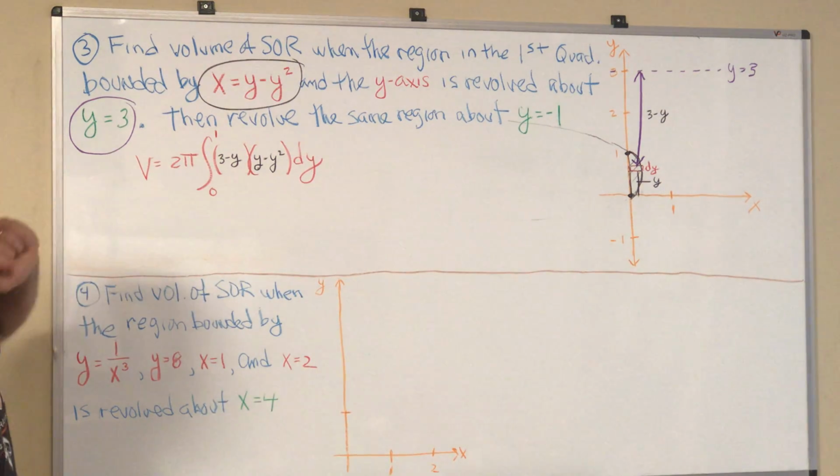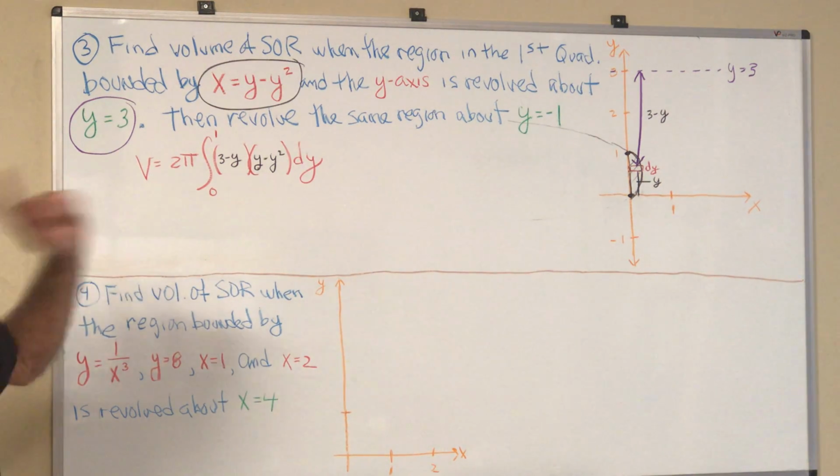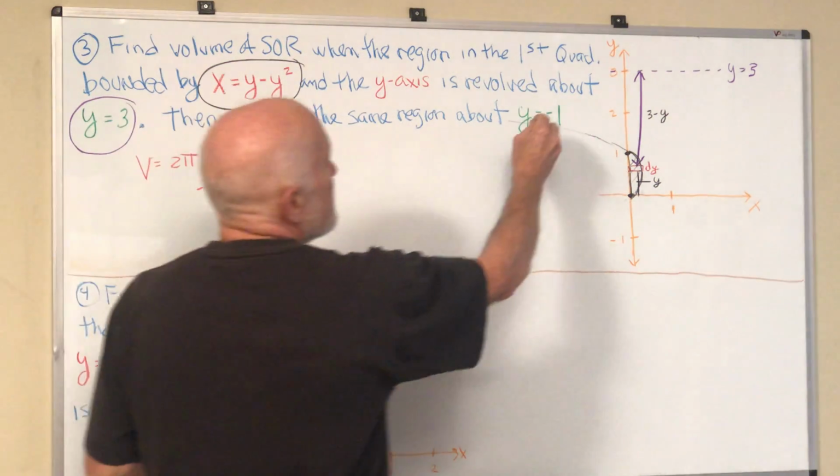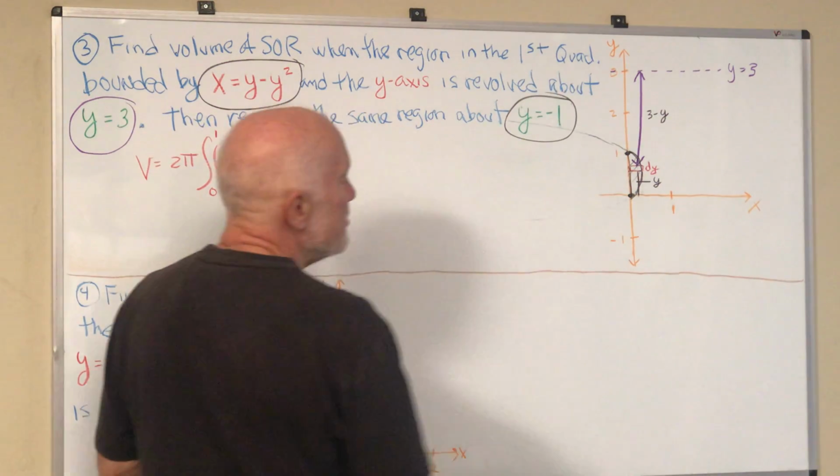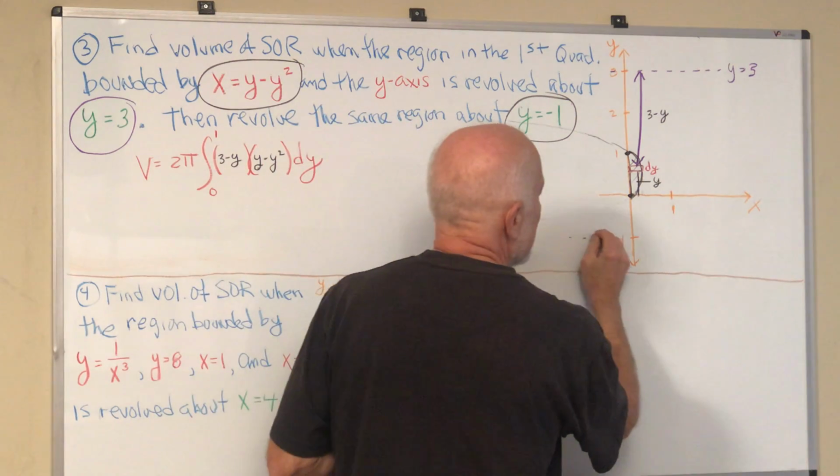Instead of actually doing that, let's say if we took that same region and revolved it around y equals -1, down here.